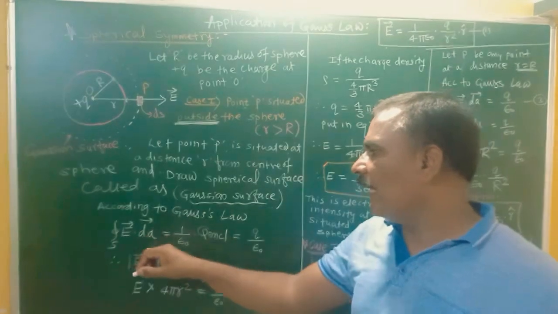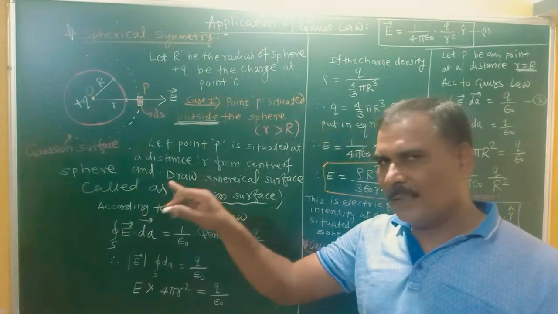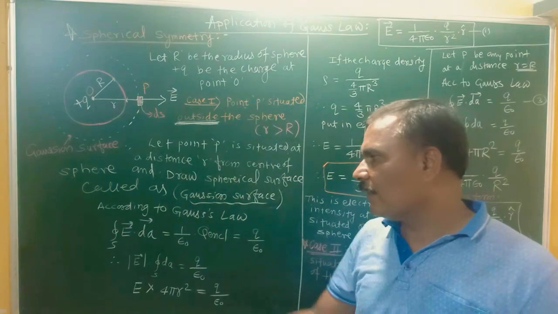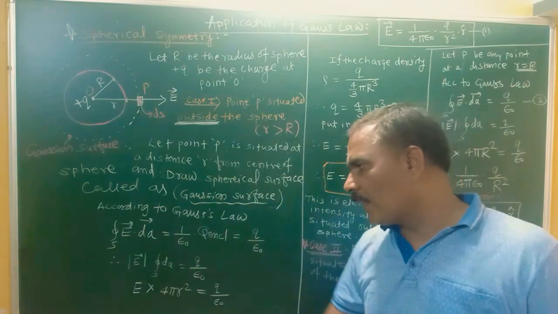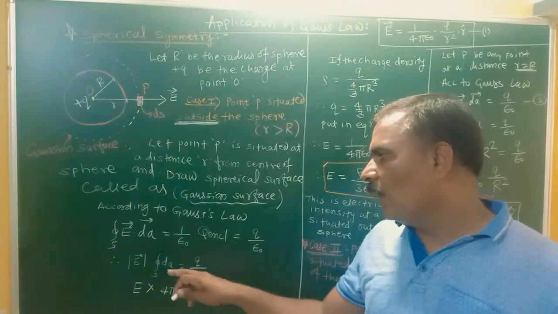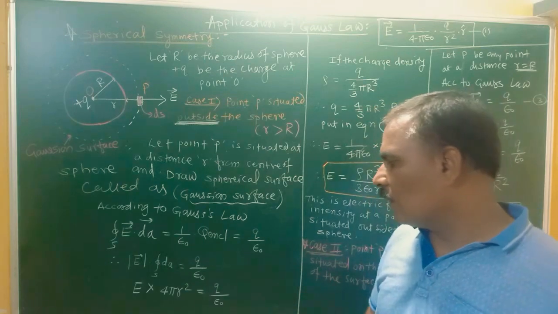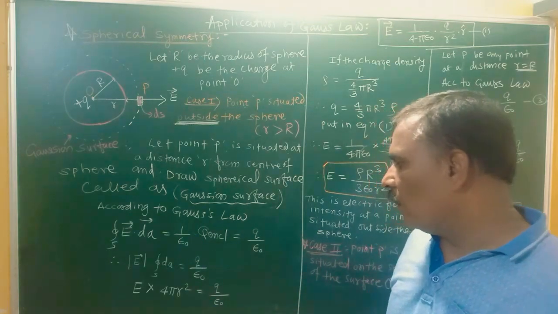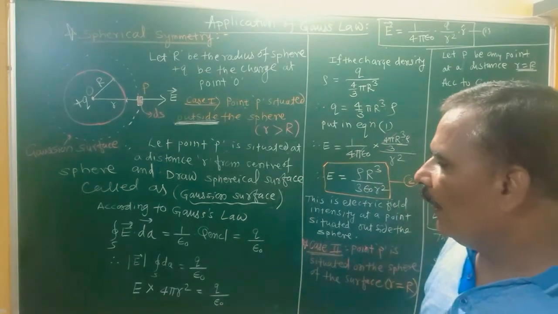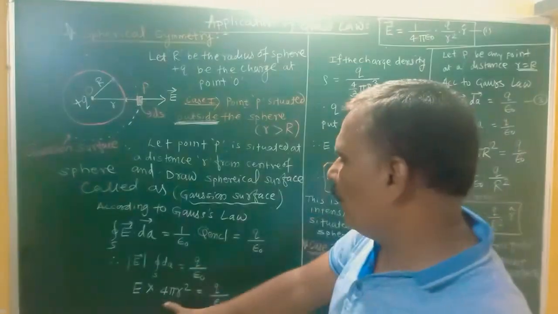And after that, taking E bar, the electric field, as constant for that surface, magnitude of E bar into surface integration of dA is equal to Q upon epsilon 0. Surface integration of dA is nothing but 4 pi r square, and that is equal to Q upon epsilon 0. And the surface integration of a spherical surface is 4 pi r square.